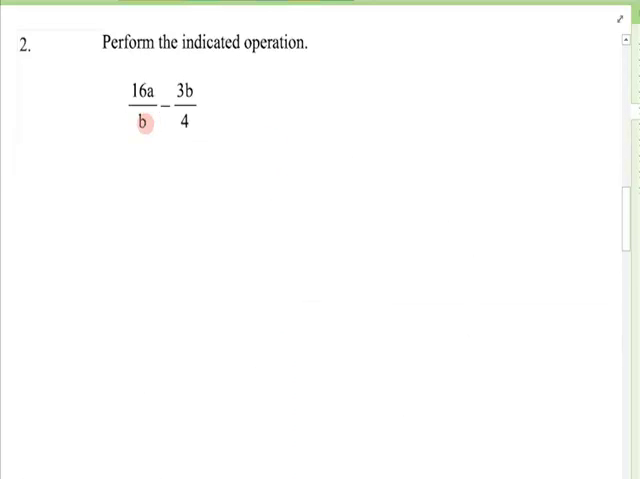All right, what will b and 4 both go into? They'll go into 4 times b. What do you have to multiply b by to get 4b? The answer is 4. So multiply the top by 4. 4 times 16a is 64a. Second fraction. What do you have to multiply 4 by to get 4b? The answer is b. So multiply the top, 3b, times b gives me 3b squared.